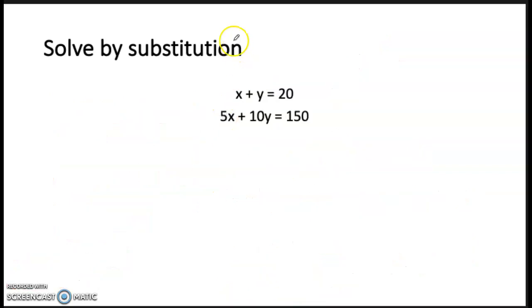Here's one last equation set. This is called a system of equations. They work together, and I can use them. I can substitute one into the other and solve for x and y.